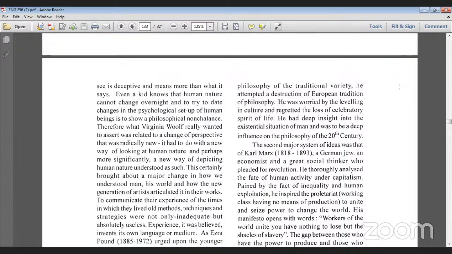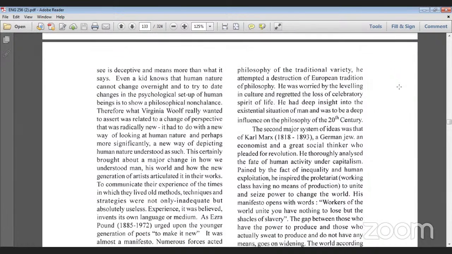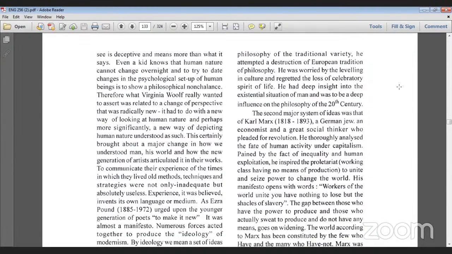The second major system of ideas was that of Karl Marx, 1818 to 1883, a German Jew and economist and a great social thinker who pleaded for a revolution. He thoroughly analyzed the fate of human activity under capitalism, marked by the facts of inequity and human exploitation. He inspired the proletariat to unite and seize power to change the world. His manifesto opens with the words, workers of the world unite.